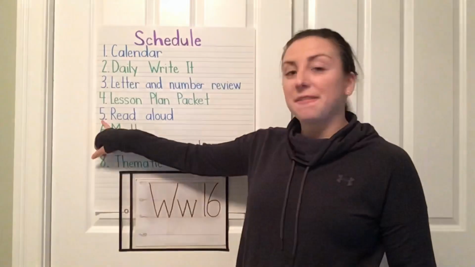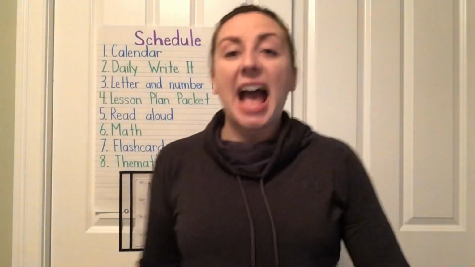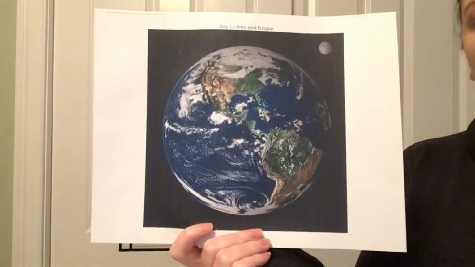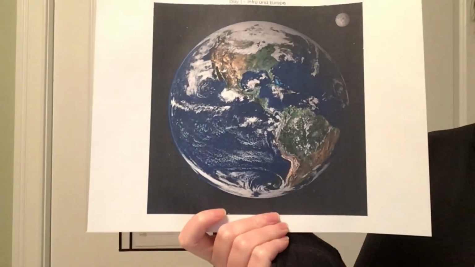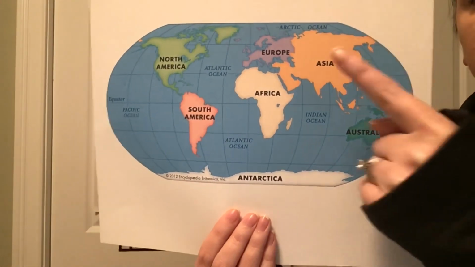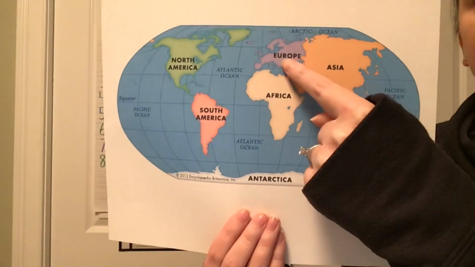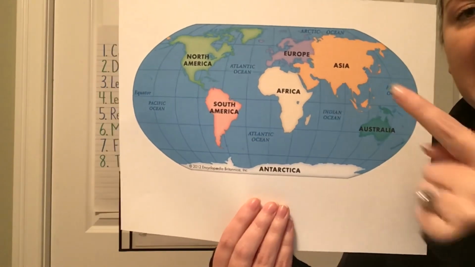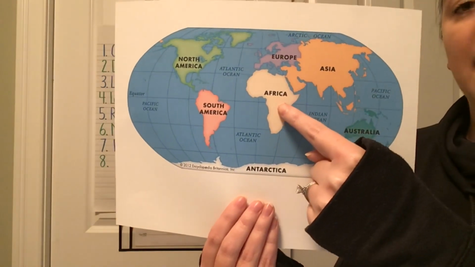So we're moving on to number 5, our read aloud. As we're continuing doing literacy work as we did in school, we're going to continue taking an exploration of our world, and we're going to continue talking about the continents today. So looking at our map of the earth, we have already talked about Asia and Europe. So continuing our exploration today, we're going to talk about Africa.